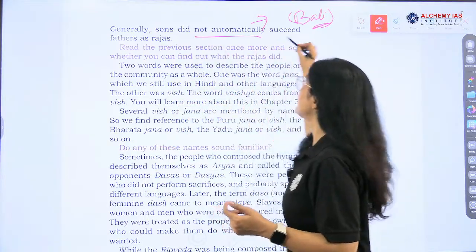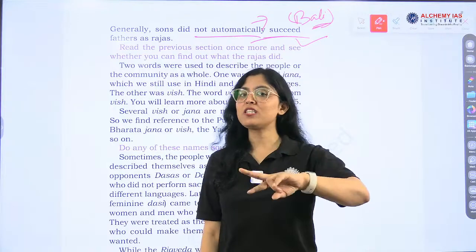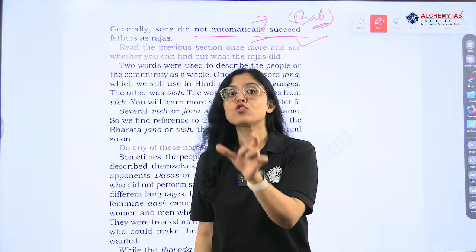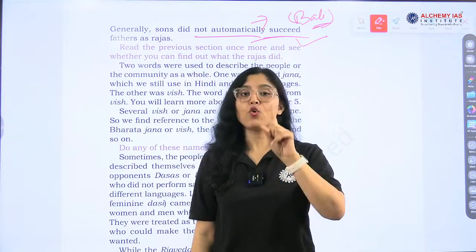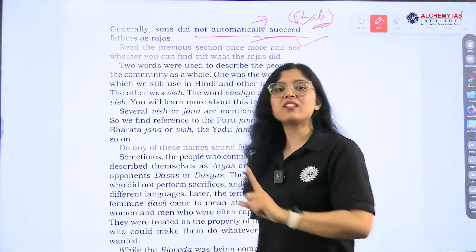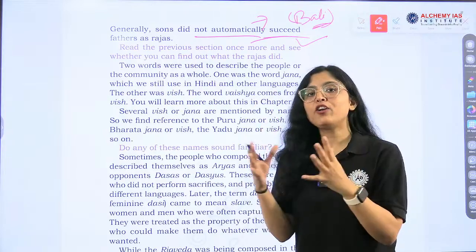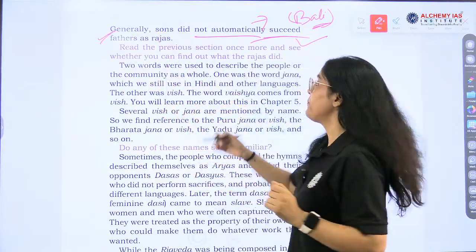Generally, sons did not automatically succeed fathers as Rajas, because it has been mentioned that in the assemblies, they also chose leaders who were skillful warriors, who were strong. So that is why this succession is not there. Hereditary kind of Raja is not there. They were elected, okay?